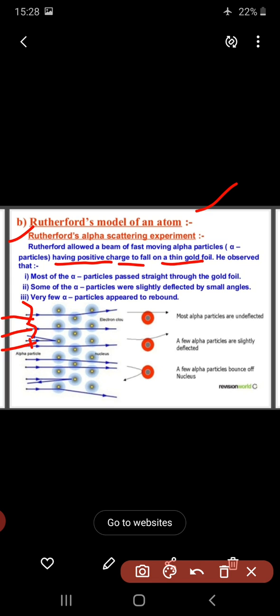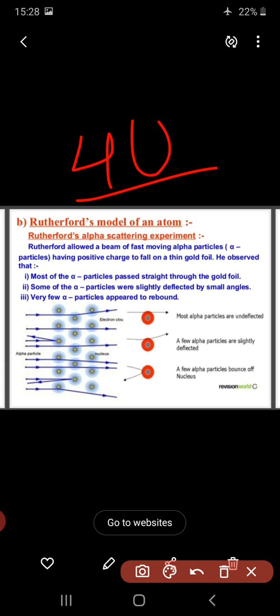He selected the gold foil because he wanted as thin a layer as possible. So the alpha particles are allowed to pass over the gold foil. Also, the alpha particles have a considerable amount of energy. An alpha particle has a mass of 4 units, and it has a considerable amount of energy.